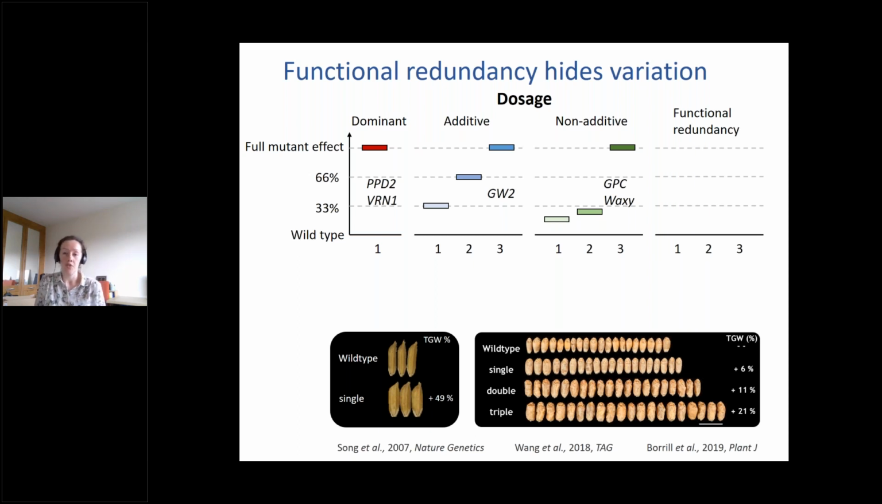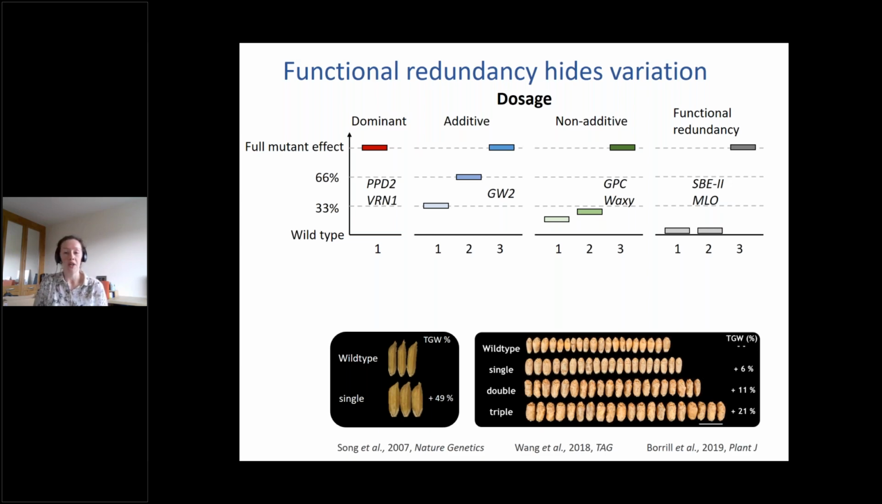And there are other genes which have functionally redundant copies. So in these genes, if you knock out 1 copy, there's no difference compared to wild type. If you knock out 2 copies, again, there's no difference compared to wild type. And only when you knock out all 3 copies do you see a strong effect on the phenotype. And examples of these types of genes include starch branching enzyme 2 and the mildew locus, MLO.